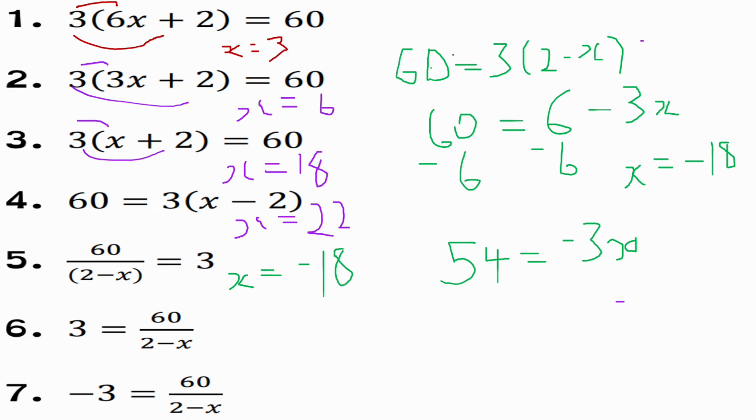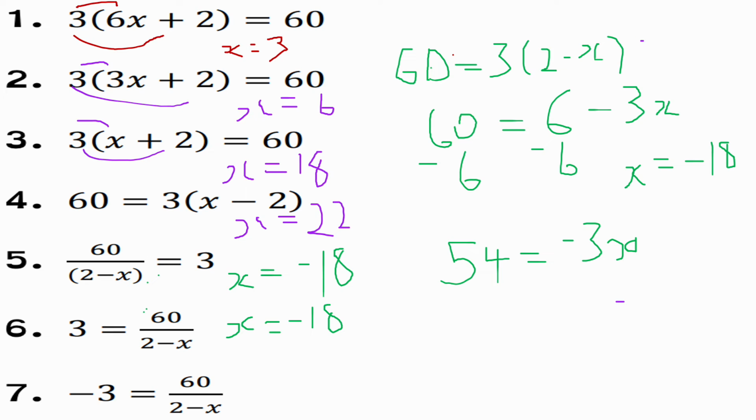This is question number 6, guys. Multiplying both sides by 2 minus x. Now, this is actually the same as this one, so it is going to give us x is negative 18 again. And the reason why I know is because if I put in negative 18, I get 2 minus negative 18, which is 2 plus 18, which is going to be 20. 60 divided by 20 is equal to 3.